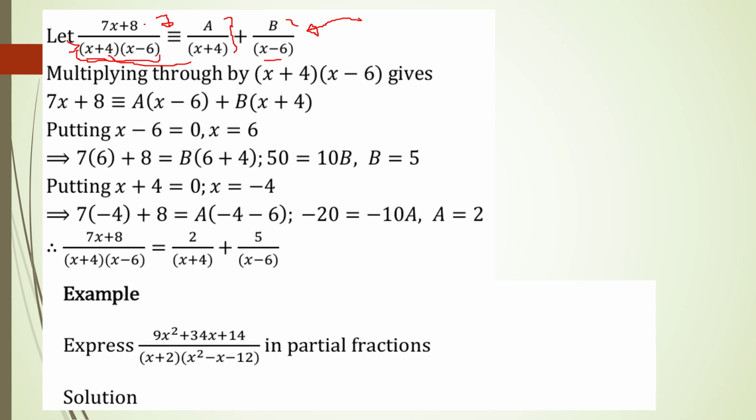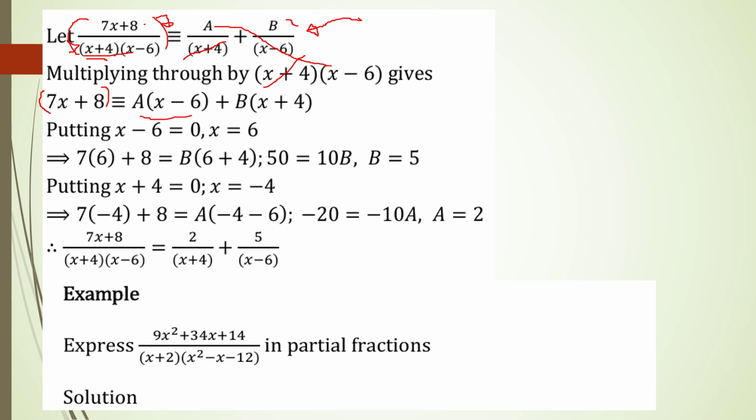So here I say that you are going to multiply through by the LCM, which is the denominator of the original function, which is x plus 4 into x minus 6. If you multiply through by our LCM, on this side the denominators are going to cross, and you are going to remain with 7x plus 8. And if you multiply it by a, only x plus 4 is going to go with x plus 4. So you're going to remain with a into x minus 6, as you're seeing it here.